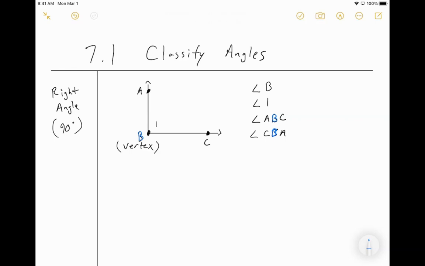Okay, so a right angle is 90 degrees. It makes a 90-degree angle. A whole circle is 360 degrees, so 90 degrees is 1/4 of that. Okay, let's move on.